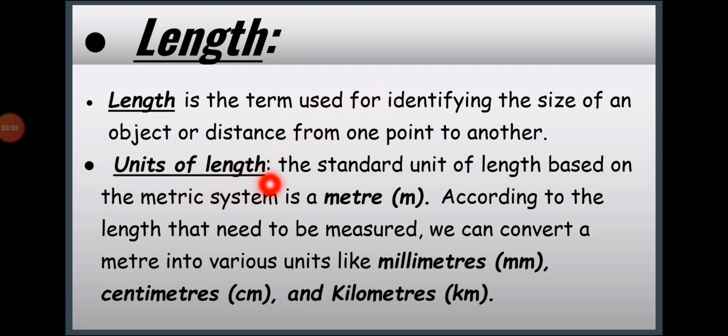Units of length. The standard unit of length based on the metric system is a meter. According to the length that needs to be measured, we can convert a meter into various units like millimeters, centimeters and kilometers. So these are the units of length. The standard unit is meter, and according to the length of the different objects, we can convert the meters into centimeters, millimeters and kilometers. These are the other units of length.